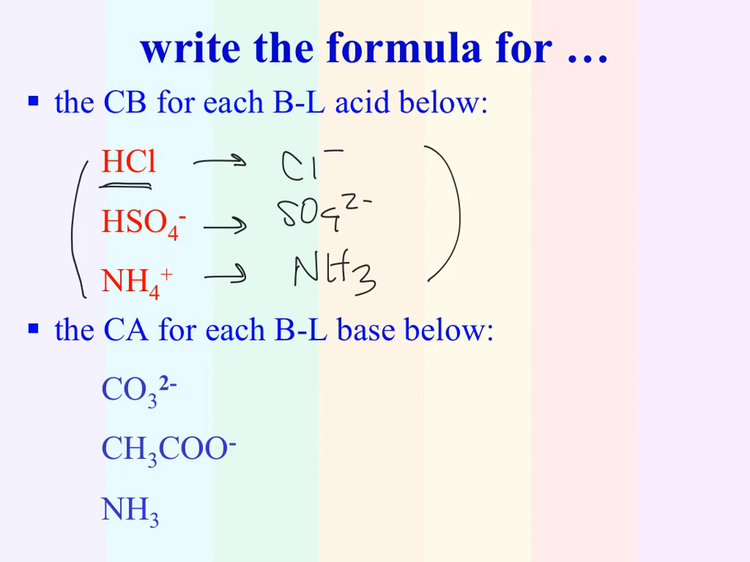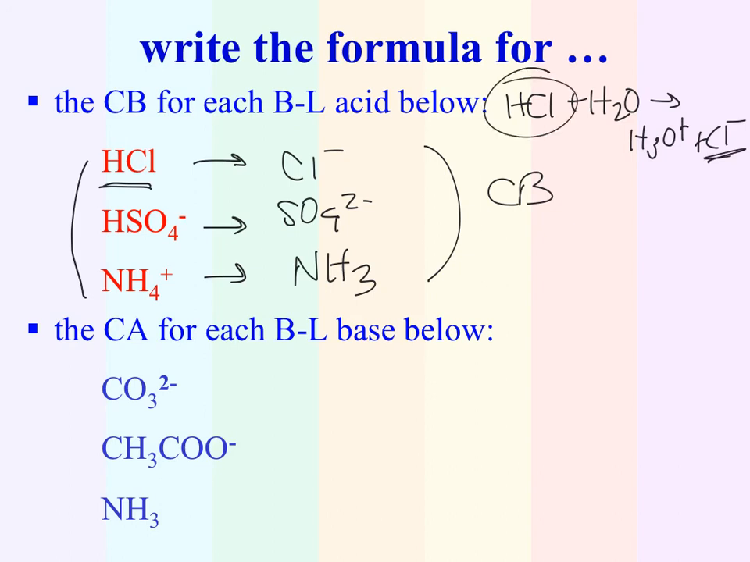Notice all of these have one less proton. Obviously that means that they could pick up an extra proton. So these are all examples of our conjugate bases. You guys need to be able to identify what it is that's going to be produced. So the way I'm thinking about this is, what am I producing when I put that acid in with, say, water? So in this case, H3O+ and Cl- for that first example. Notice the Cl- is my conjugate base because it's produced from my acid.